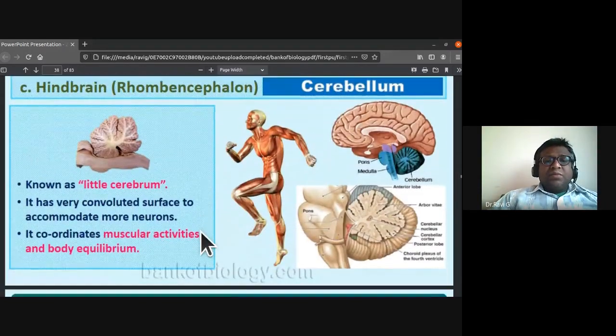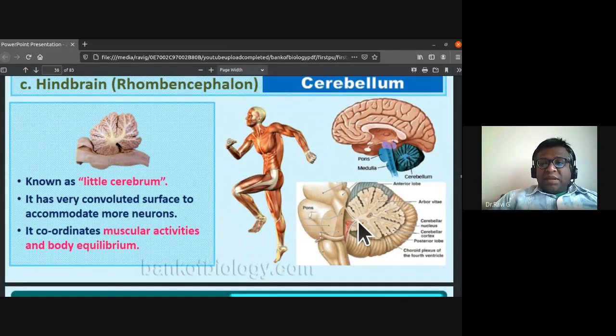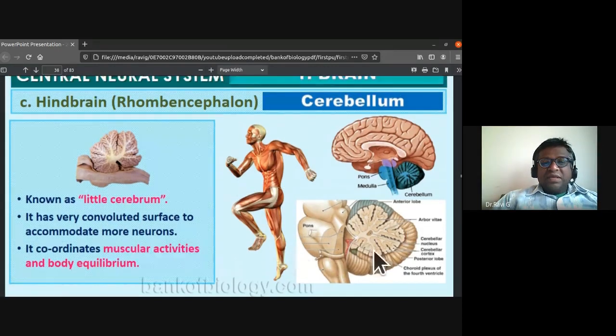Let us discuss the cerebellum. The cerebellum is also known as the little cerebrum. It has very convoluted foldings. You can notice this convoluted surface, which accommodates more neurons.